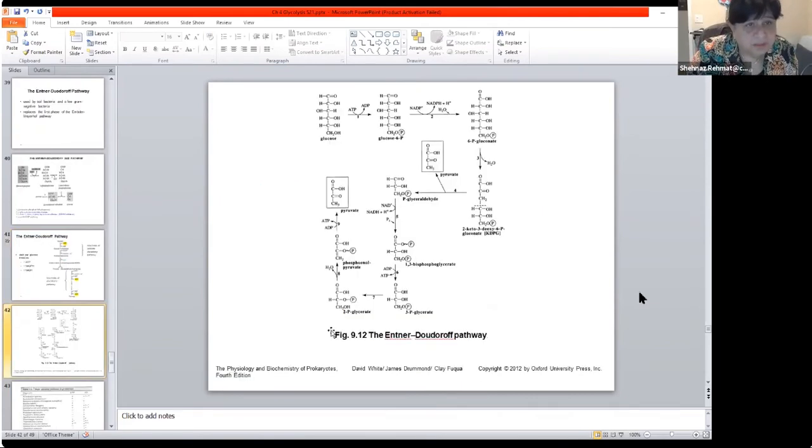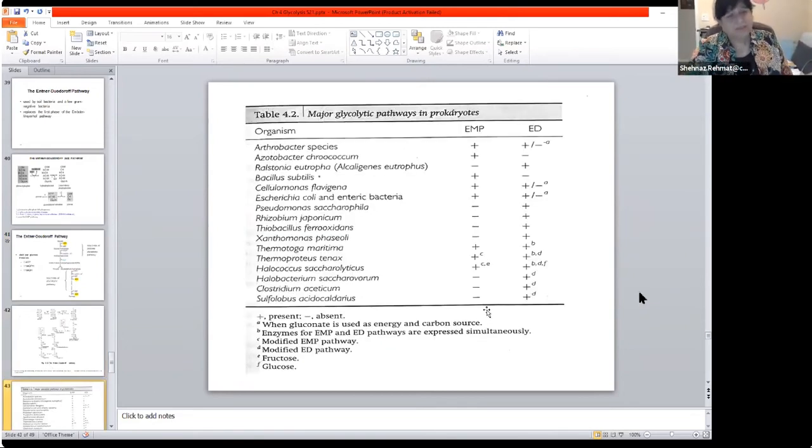And here is another version of it. You can look at it. It's the same thing. I don't want to go through it. So let's look at some bacteria and see where which bacteria substitute or use ED instead of EMP, or they use both together at the same time.